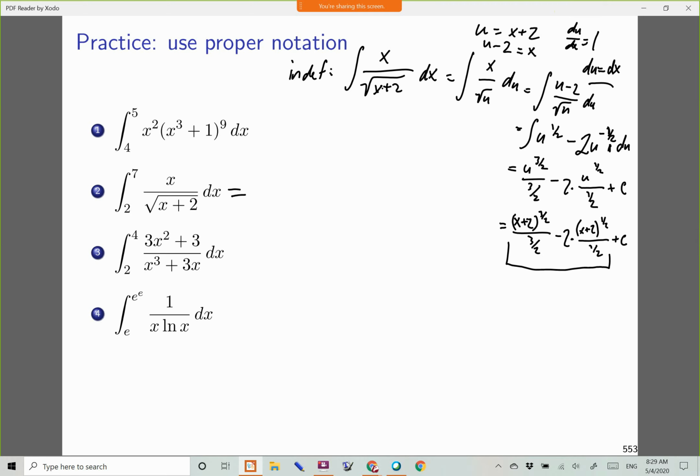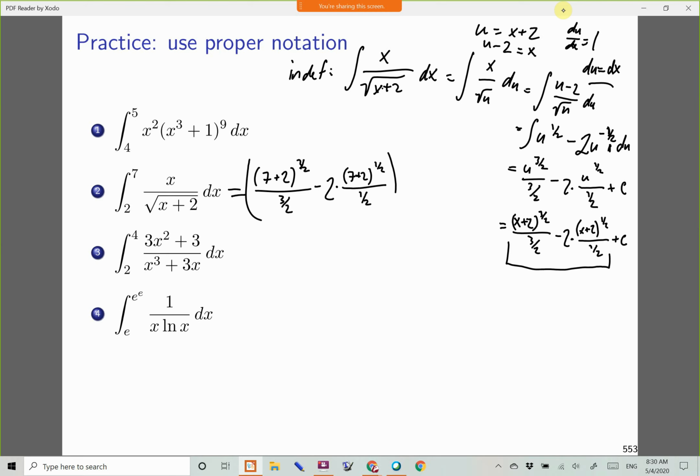Now I did need to write the plus c over there. In fact, you see a plus c on 2 separate lines. But over here, now we can plug in the 7 for x first. So 7 plus 2 to the 3/2 over 3/2 minus 2 times, now plug in this 2 next for x. Oh wait, not yet. There's two terms here. I need to finish writing down plugging in 7. It's just a big thing that we got to plug into. Sorry about that. Over 1/2.